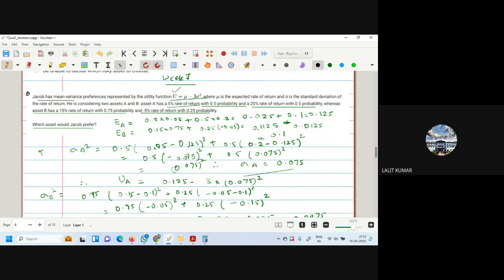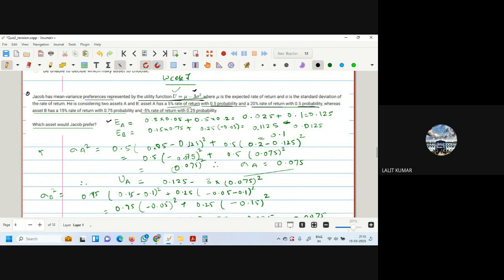Jacob has mean variance preferences represented by the utility function u is equal to mu minus 3 sigma square. So this is a utility function. He is considering two assets A and B. A has a return with 0.5 probability and a 20% rate of return with 0.5 probability, whereas asset B has a 15% rate of return with 0.75 probability and minus 5% rate of return with 0.25 probability. Which asset would Jacob prefer?